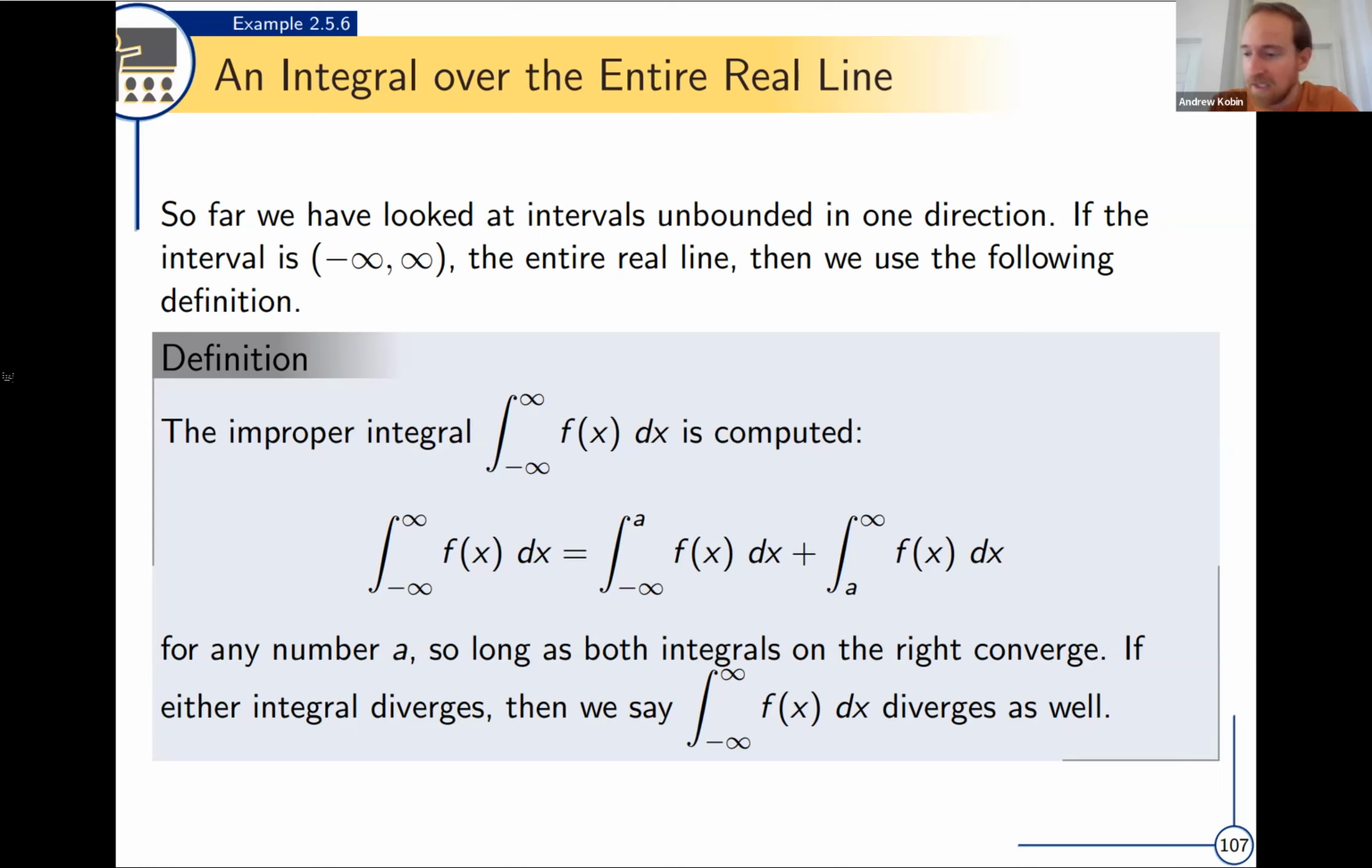Using the same terminology as we did for previous limit expressions, we'll say that the entire integral from negative infinity to positive infinity converges if both of the two split-off integrals converge. And if either one of them diverges or they both diverge, we'll say that the full integral does not exist, or diverges as well. So again, it needs both to converge, and either one to diverge.